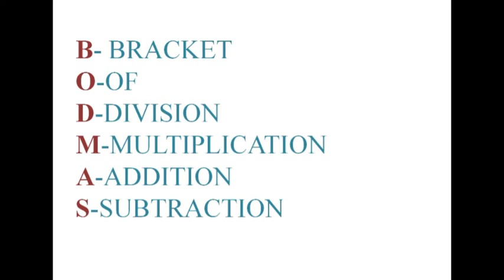So as you can see, B stands for brackets. So you have to solve first brackets, then of, then you have to perform division, and then multiplication, addition, and then subtraction. So this is the sequence. BODMAS term will tell you the sequence in which you have to solve the calculation.